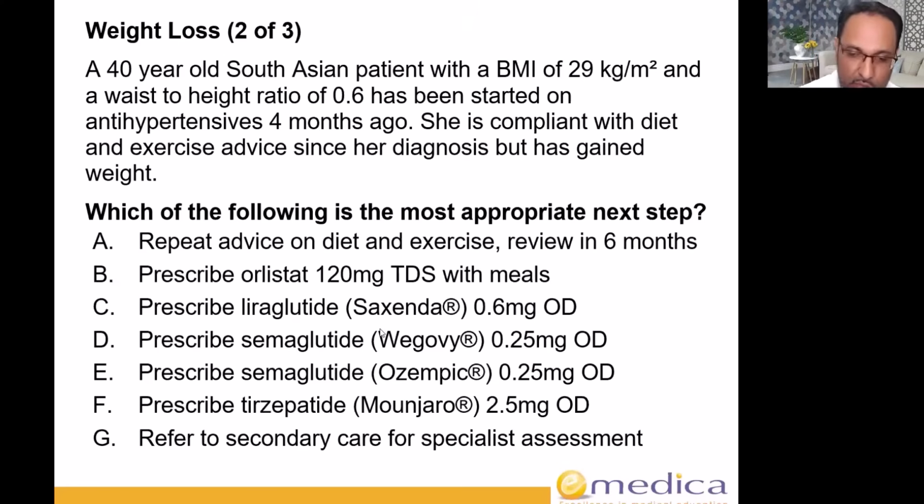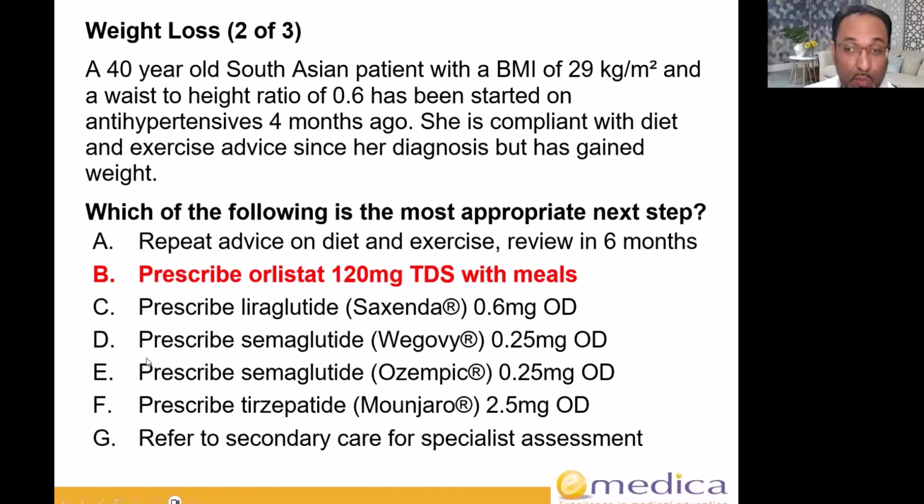Now, for those of you sitting MRCGP, it's important to remember that this is a GP exam. So if the question says prescribe, it means that you're prescribing it. Whereas, for example, there are some things that someone might meet the threshold for prescribing, but if it needs to be prescribed in secondary care, then the right answer wouldn't be for us to prescribe it. It would fall under G. Okay. The correct answer here, though, is B, prescribe orlistat. All right.